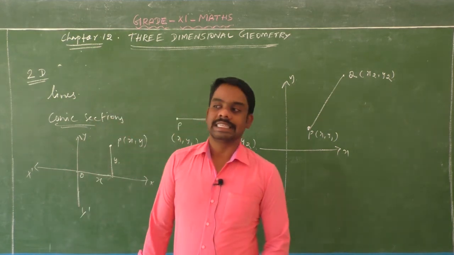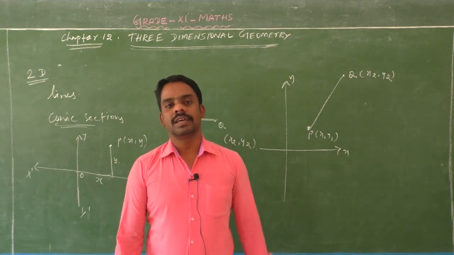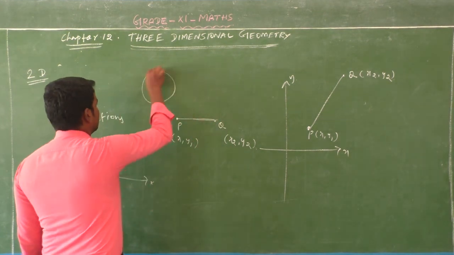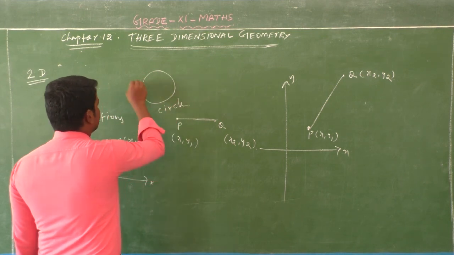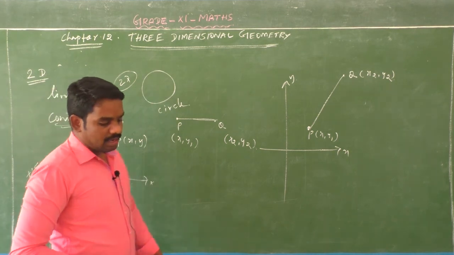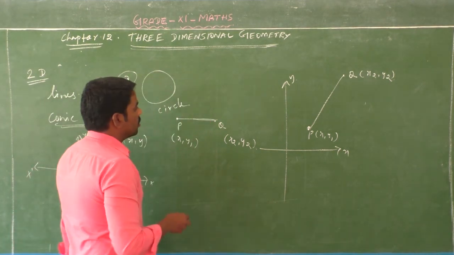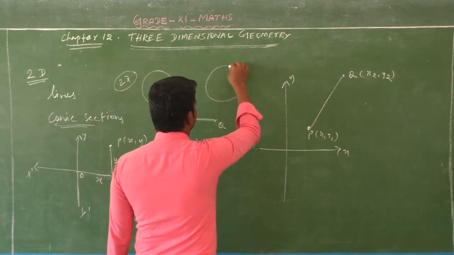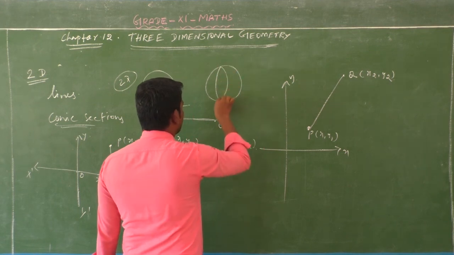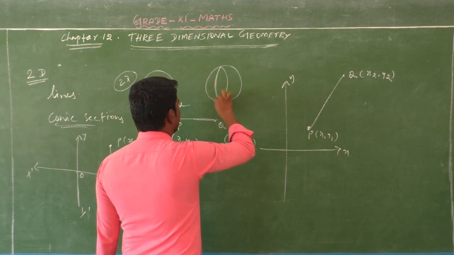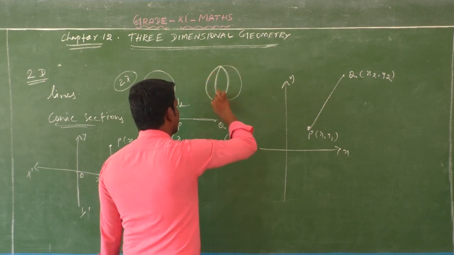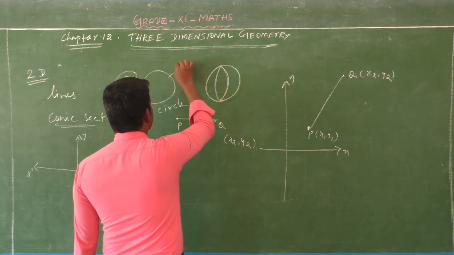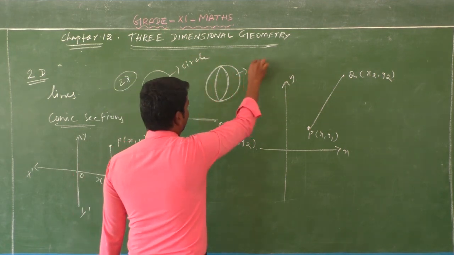Today we will discuss three-dimensional geometry. For example, a circle is two-dimensional. This is a circle. Let us take any one coin and rotate it about a point. We have a circle, and this is a sphere.